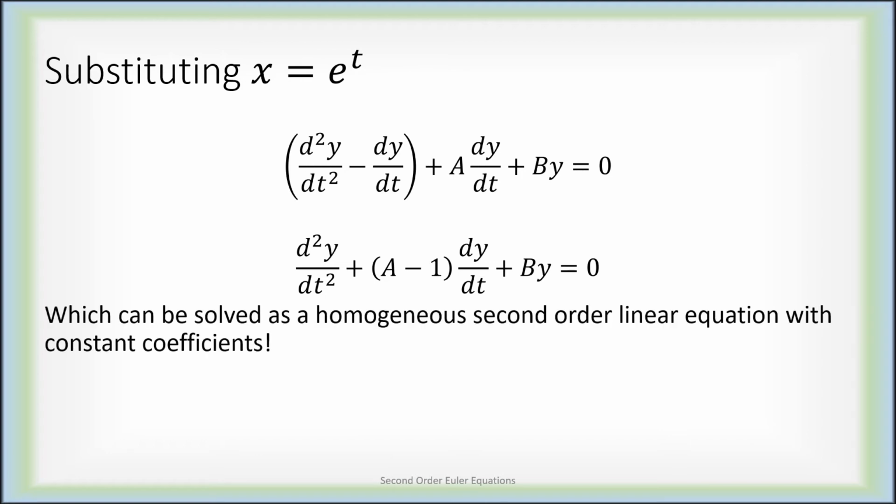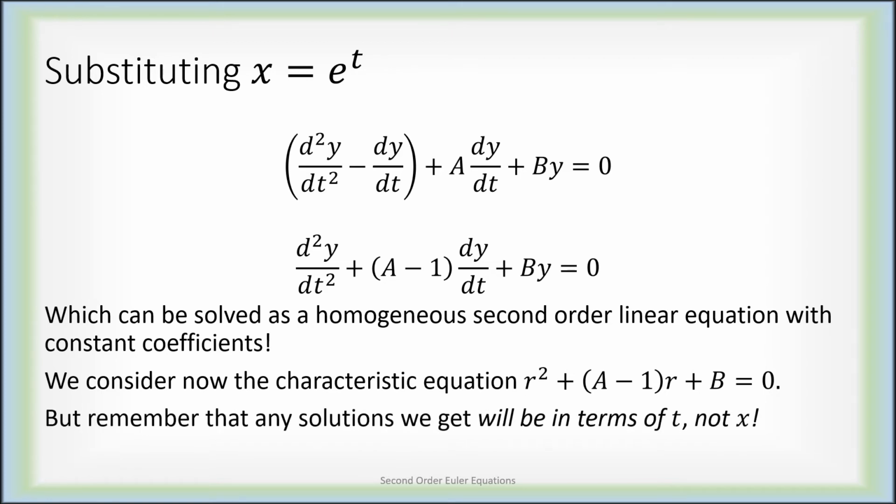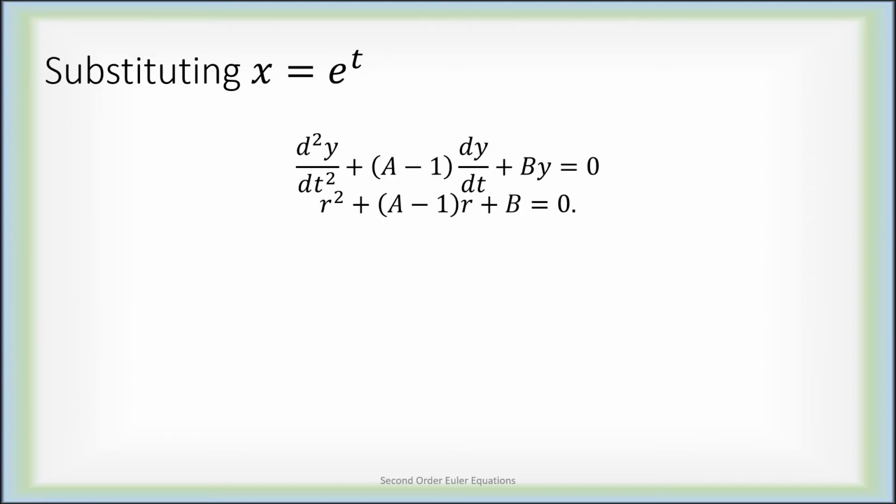equals 0. In other words, we have a homogeneous second-order linear equation with constant coefficients, and we know how to solve those. So now we consider the characteristic equation r squared plus a minus 1 r plus b equals 0. But any solutions we get are going to be in terms of the variable t, not of the variable x. By performing this substitution, x equals e to the t, on the one hand, we got constant coefficients. Great, we know how to solve those. On the other hand, the variable will be t instead of x.